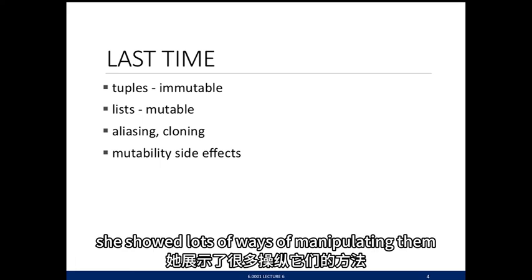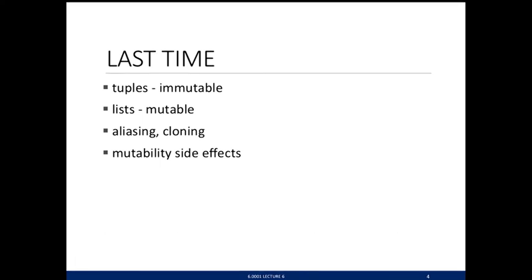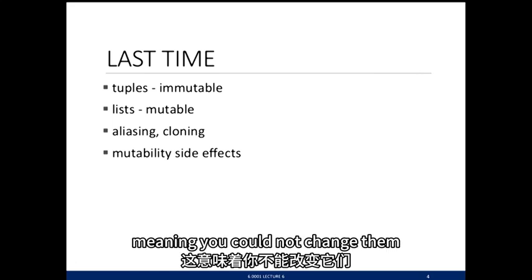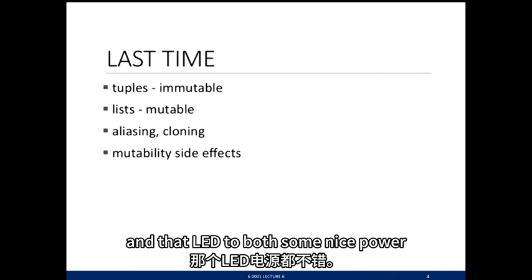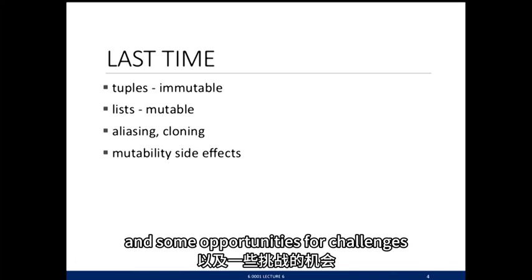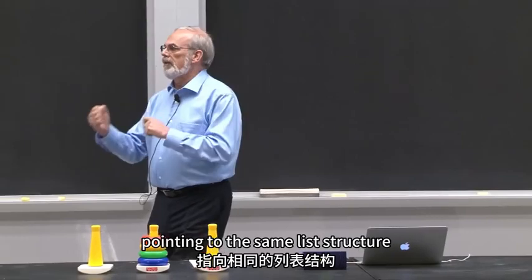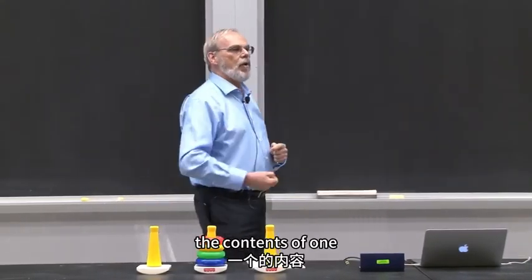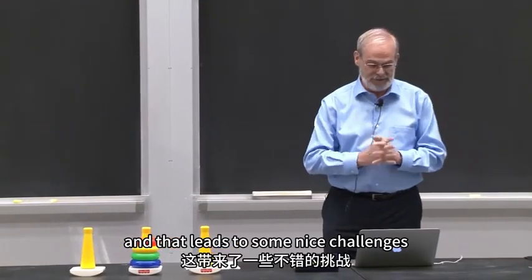She showed lots of ways of manipulating them, lots of built-in things for manipulating those structures. And the key difference between the two of them was that tuples were immutable, meaning you could not change them. Lists were mutable. They could be changed or mutated. And that led to both some nice power and some opportunities for challenges. And in particular, she showed you things like aliasing, where you could have two names pointing to the same list structure. And because of that, you could change the contents of one. It would change the appearance of the contents of the other, and that leads to some nice challenges.